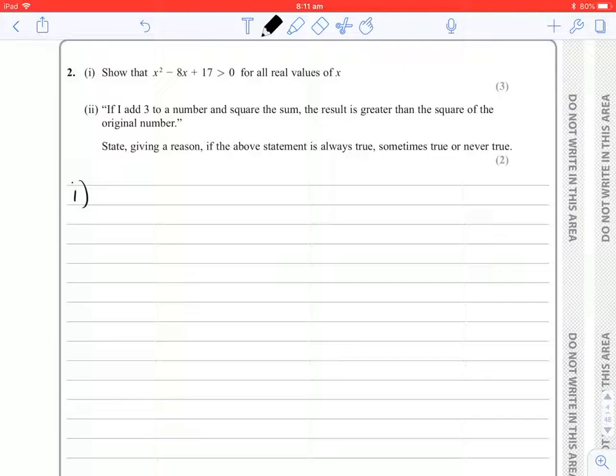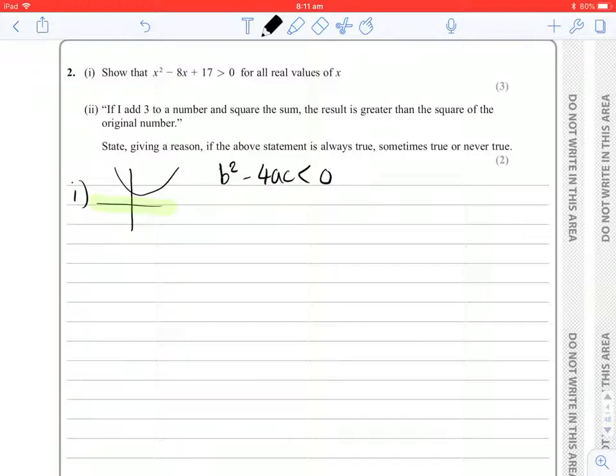So what we know is that if that curve is always greater than 0, we could sketch it and it might look something like that. But the key part is that we know that it's not going to cross the x-axis. Therefore, there should be no solutions, and the discriminant b squared minus 4ac should be less than 0.